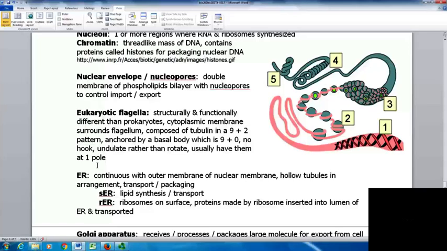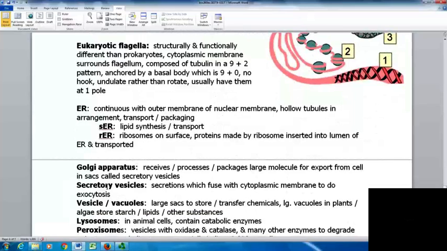Your eukaryotic flagella are structurally and functionally different than in prokaryotes. The cytoplasmic membrane surrounds the flagellum. They're composed of tubulin in a 9+2 pattern, anchored by a basal body, which is 9+0. There's no hook, and they undulate in a wave-like motion rather than rotate, and you usually only have them at one pole.